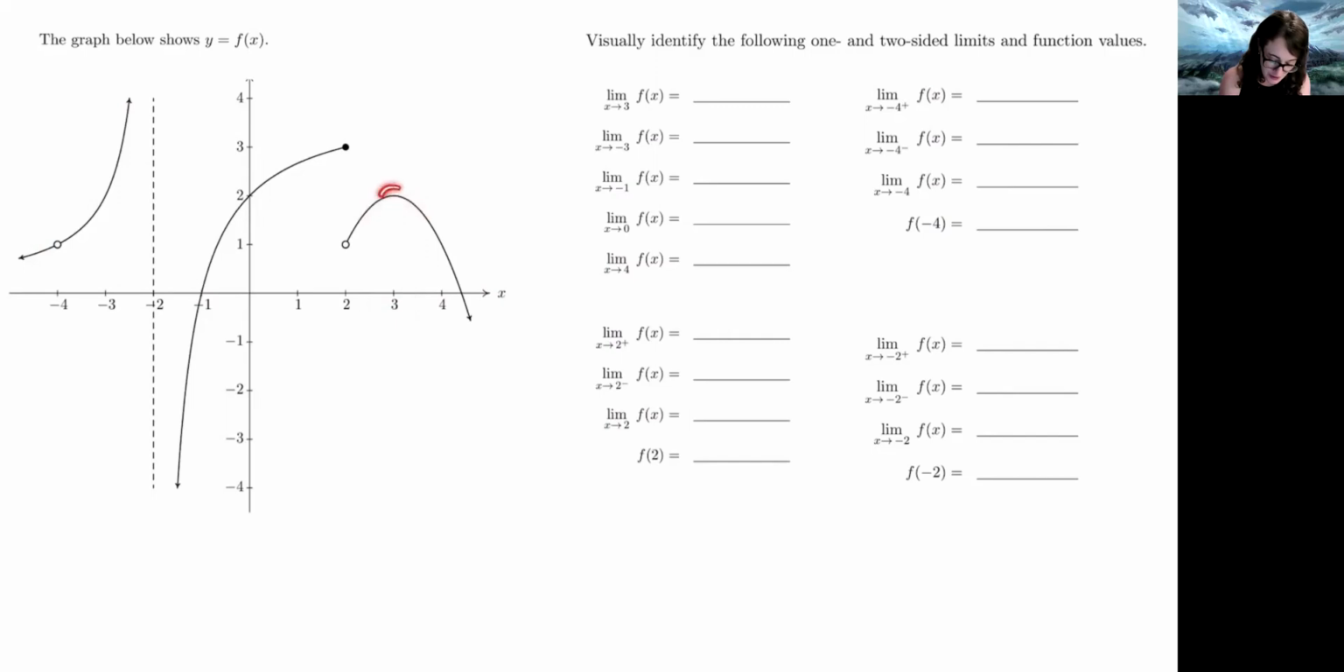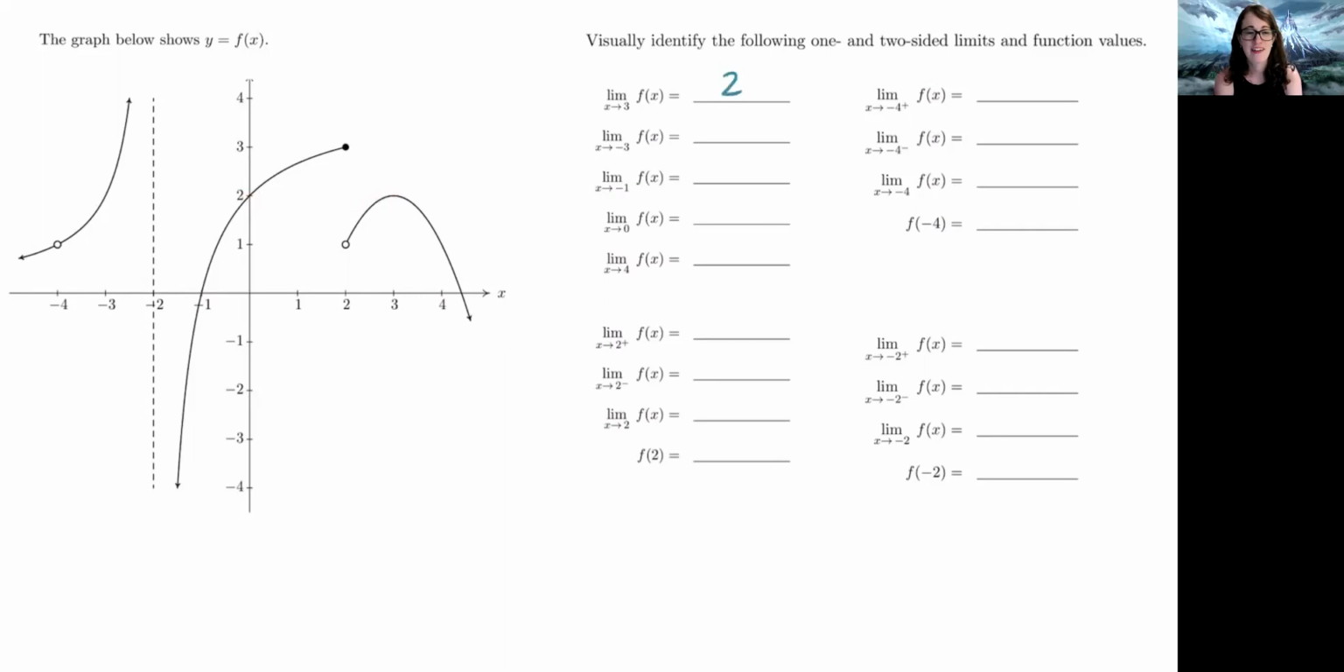There's nothing strange going on here. At x equals 3, it's just a nice filled-in curve. There are no holes, no jumps, no asymptote. It looks like it's heading towards about 2. So I'd say the limit as x approaches 3 of the function would be 2.